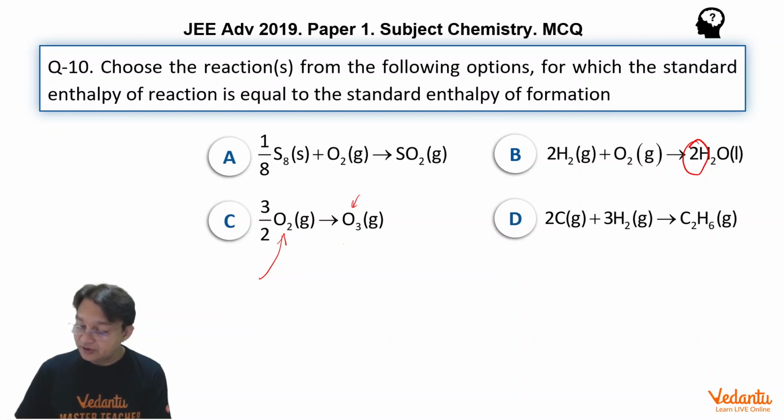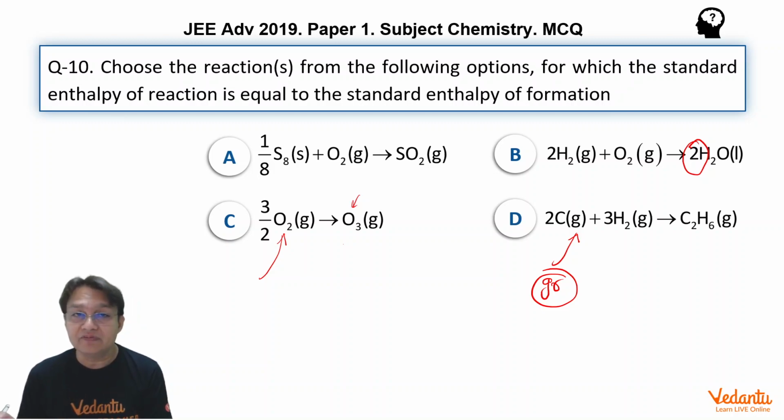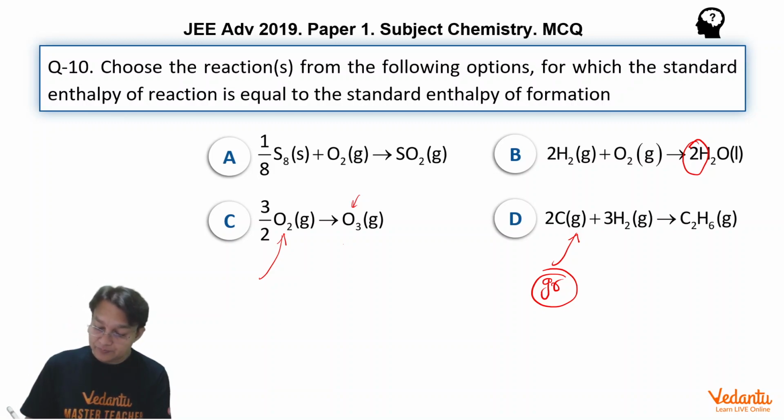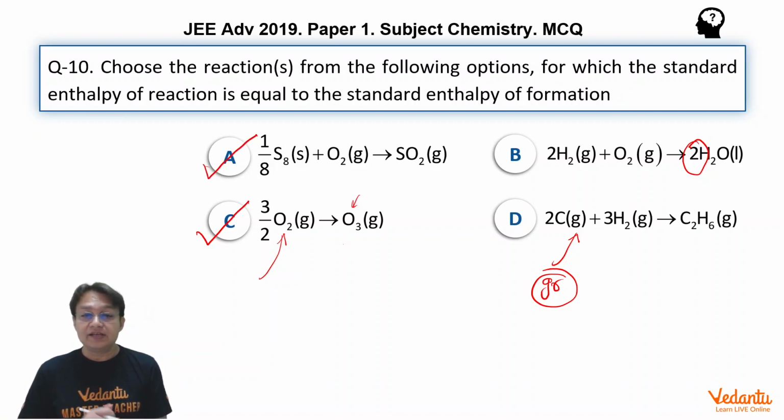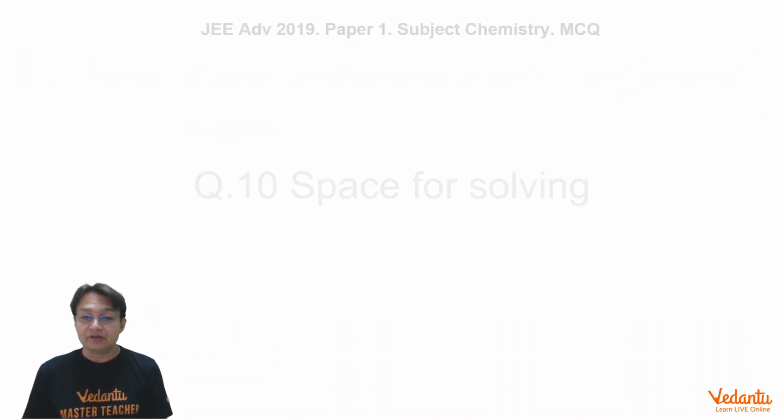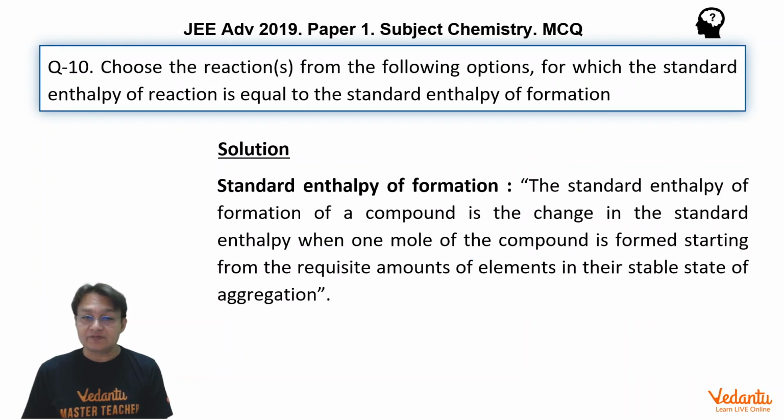And the fourth option is 2C gas plus 3H2 gas changing into C2H6 gas. Now, here carbon needs to be in the most stable state, which is graphite, not the gas. So since it is gas, it is not graphite, that means it also does not qualify for enthalpy of formation. So our correct options are C as well as A. So A and C are the correct options and this is the valid explanation for it.